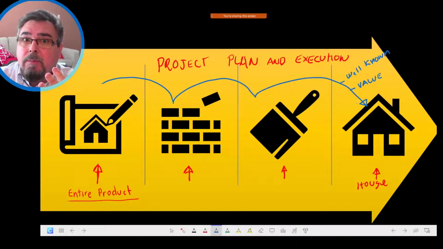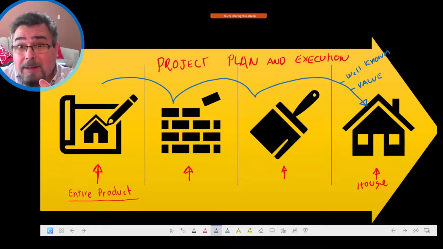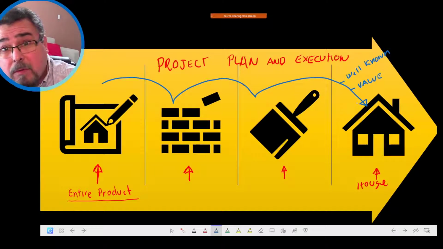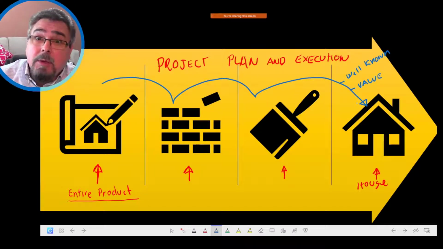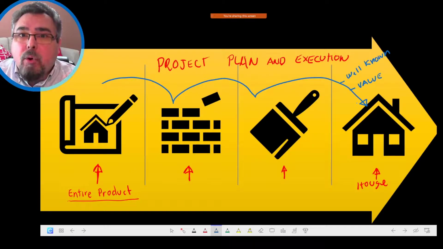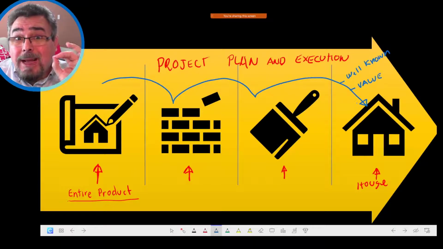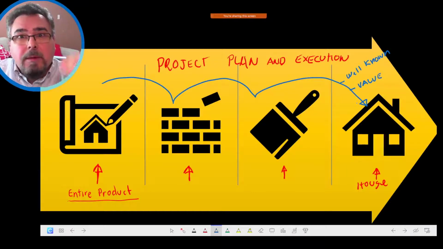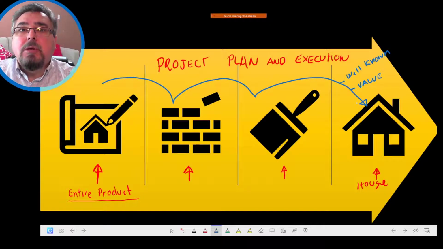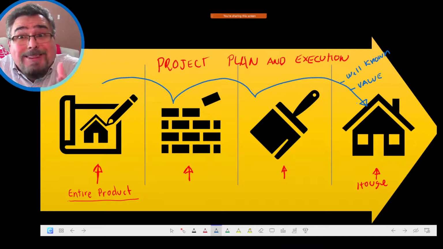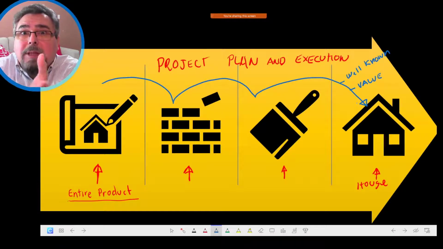Steps to build a house are very well known, and the value of that project only appears when you deliver the entire house. That's a very important concept, because it's why in this type of project we use linear project management methodologies. That's why in that type of project we use what we are learning: pre-project phase, initiation, planning, execution, and closing. That methodology is suitable for that type of product.